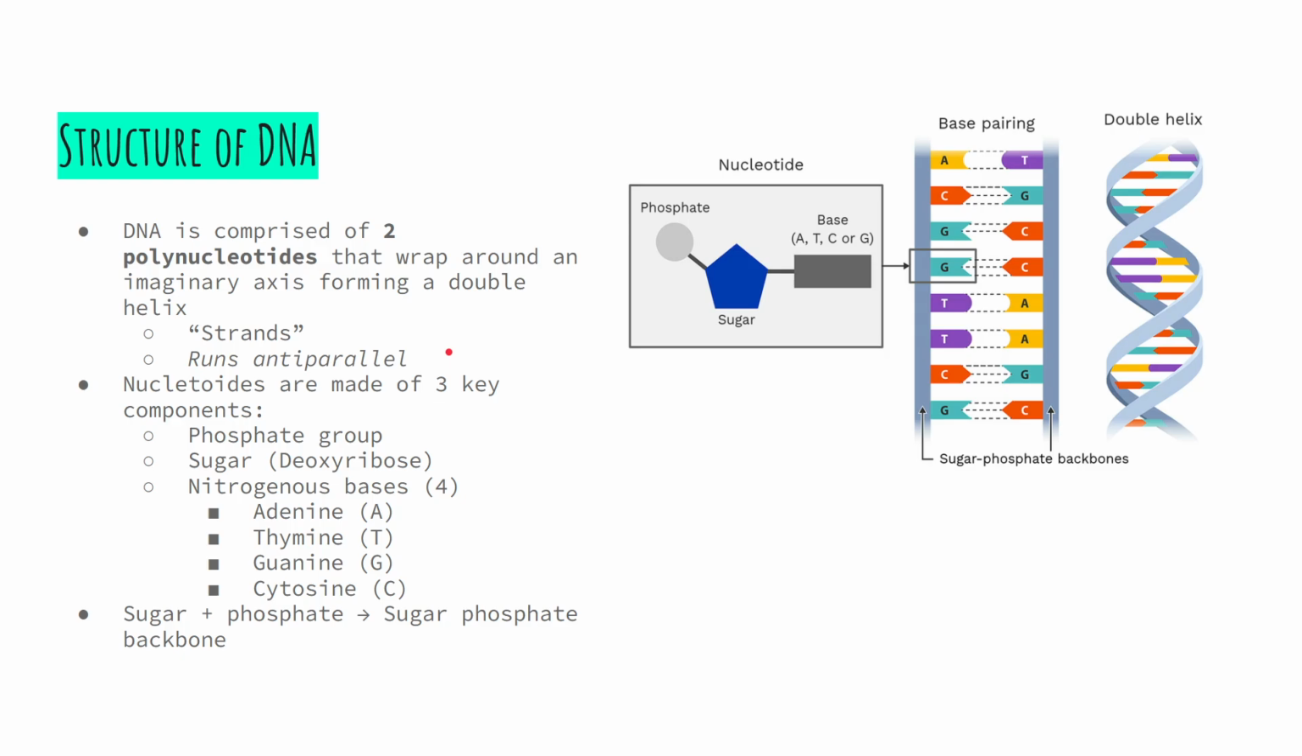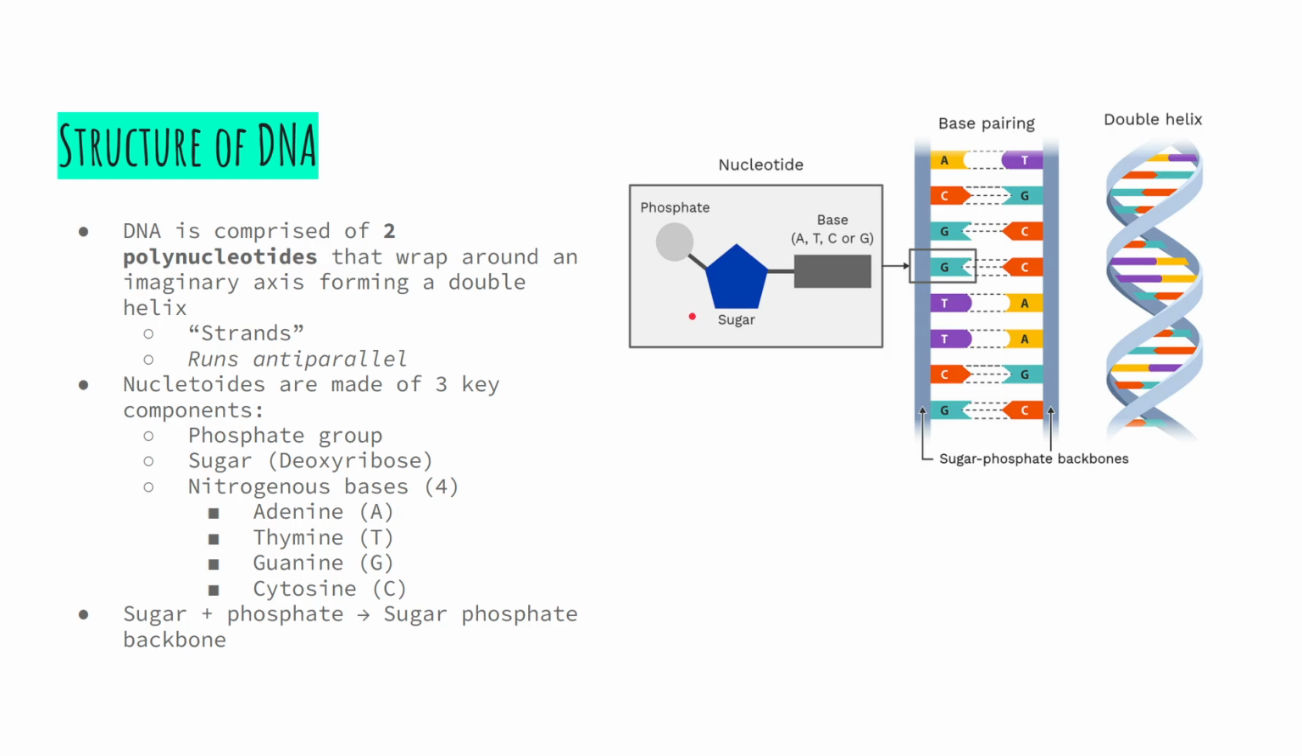So the nucleotides are made of 3 key components. We have our phosphate group on the outside, and we have our sugar. This sugar is deoxyribose in DNA. And then we have our base. These nitrogenous bases, there are 4. We have adenine, which has the letter A, thymine with the letter T, cytosine with the letter C, and guanine with the letter G. We'll talk about how these pair later on as well.